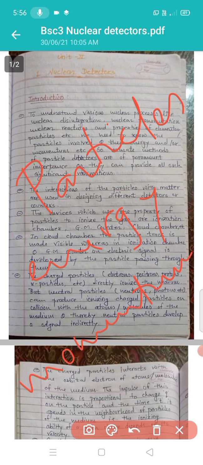This is the overall introductory part of the nuclear detectors. Next we learn the ionization chamber in the next class. I hope you all got the introductory part of the nuclear detectors.